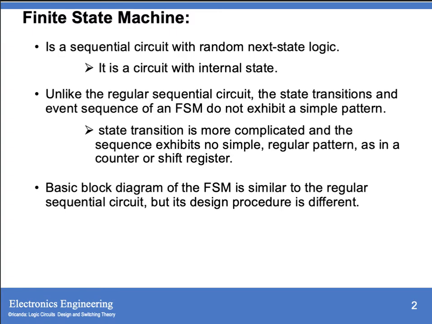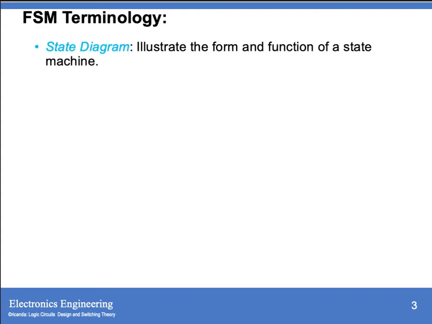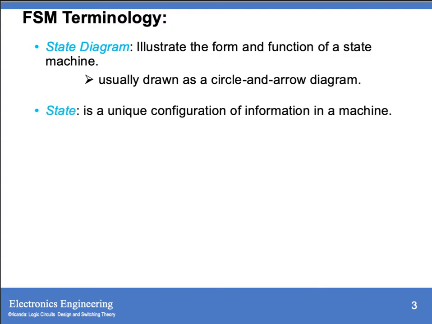The block diagram of a finite state machine is similar to the regular sequential circuit, but its design procedure is different. The application of this finite state machine is for the control of large and complex systems. So we have some terminologies for your finite state machine, the same as your sequential circuit. We have also the state diagram, which illustrates the form and function of a state machine. It is usually drawn as a circle and arrow diagram. We have a state, a unique configuration of information in a machine.